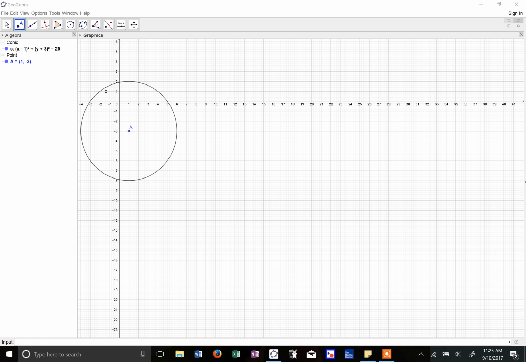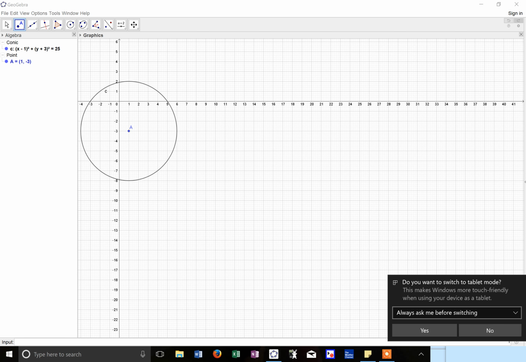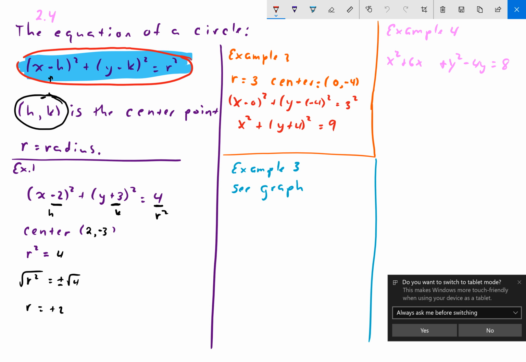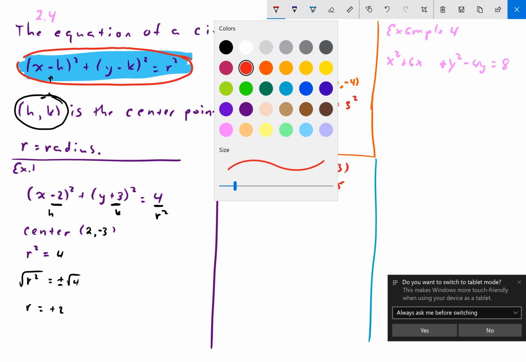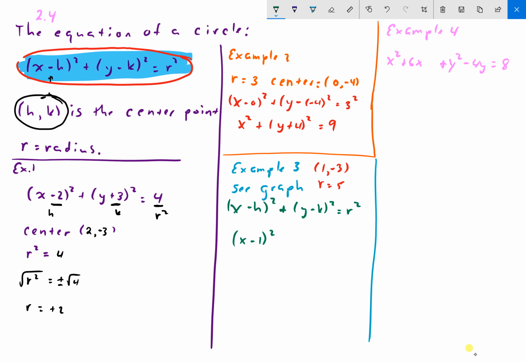So let's see. A center point of 1, -3 and a radius of 5. So once again, I want to write that as x minus h squared plus y minus k squared equals r squared. And that would become x minus 1 squared, because the 1 is positive, plus y minus a -3, which makes it positive, equals 5 squared.